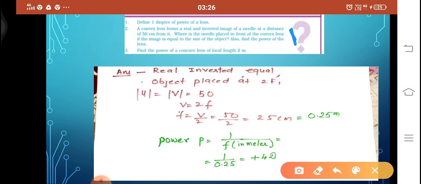Now the object is placed at a distance of 50 cm, so the image will be at 50 cm. So v equal to 2f, f equal to v by 2, 50 by 2, that is 25 cm, or 0.25 meter. So power equal to 1 by f. This f will be 0.25. When you solve, you will get plus 4 diopter.